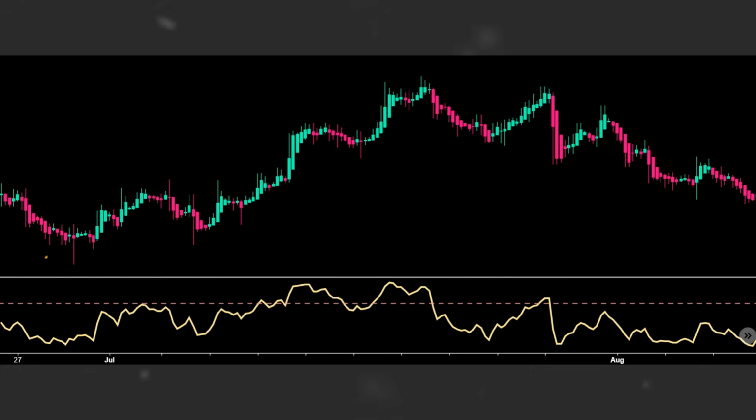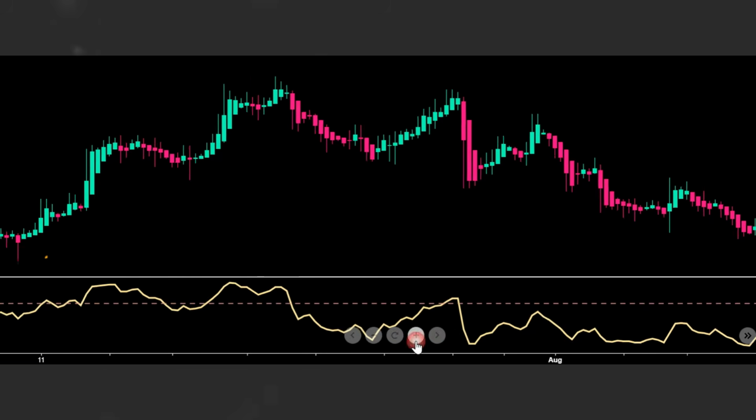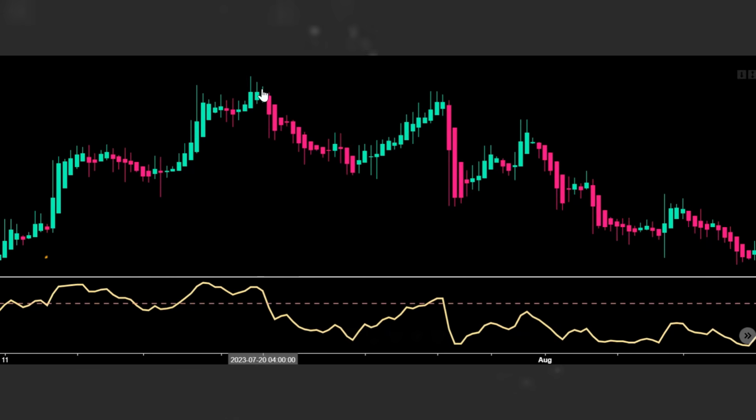For a sell setup, do the opposite. First look for a clear uptrend, then wait for a bearish reversal on Heikin Ashi candles. This means a doji candle followed by two strong red candles.